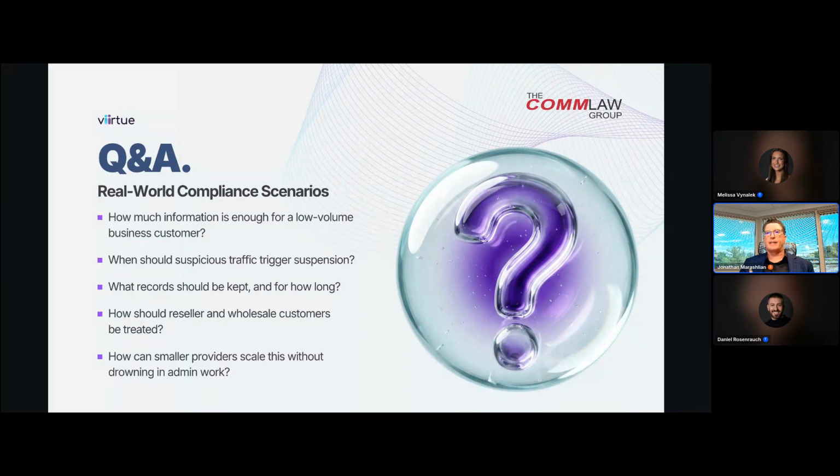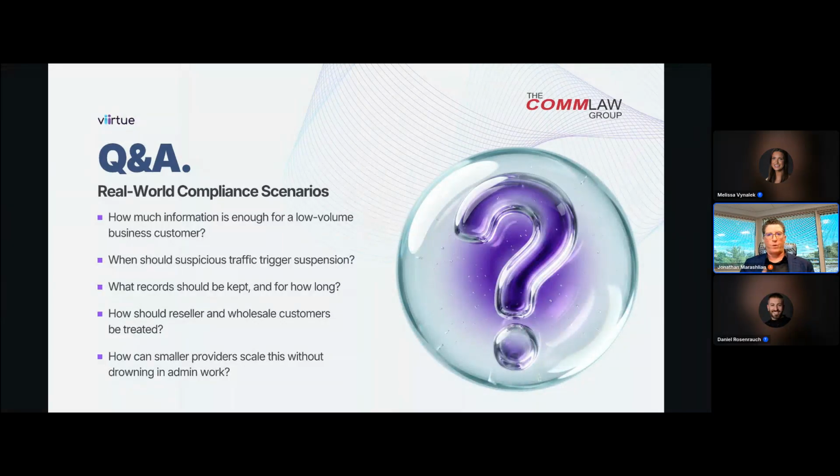Reseller and wholesale traffic is not automatically bad. Plenty of legitimate business moves through those channels, but the risk is layered. So the diligence that you have to conduct should also be layered. Last question. How can smaller providers scale this without drowning in the administrative work? And that's probably the million-dollar question for the audience on today's call. For many providers, it's really the most important one. The answer is not to copy a large carrier's compliance program. That usually is going to fail. The answer is to build a right-sized system.